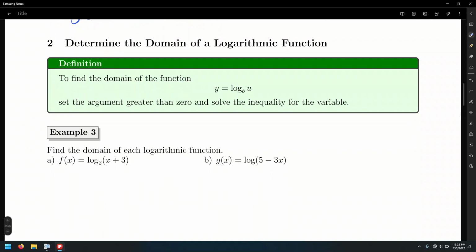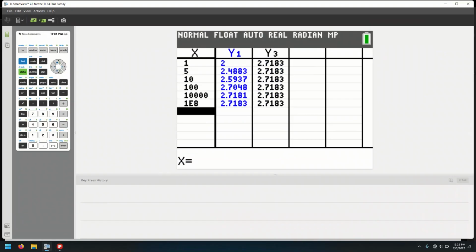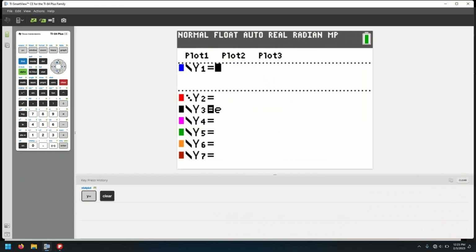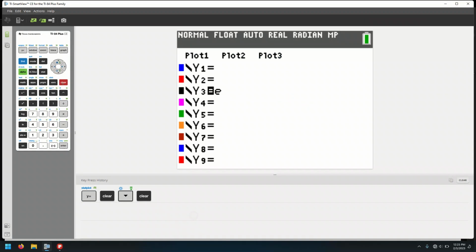Well, let's see. So here is basically the process to find the domain, but let's explain why we just set the argument greater than 0 and solve the inequality. So let me go to the graphing calculator, and let me clear this. Let me type the log function. So that's log of x.